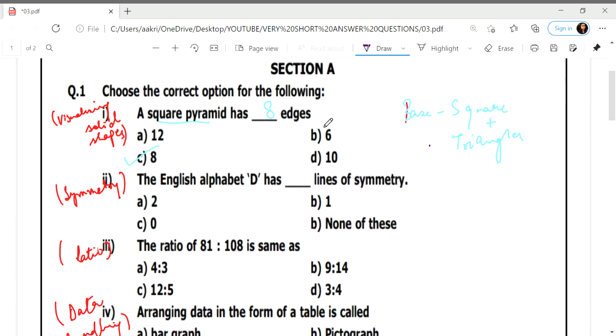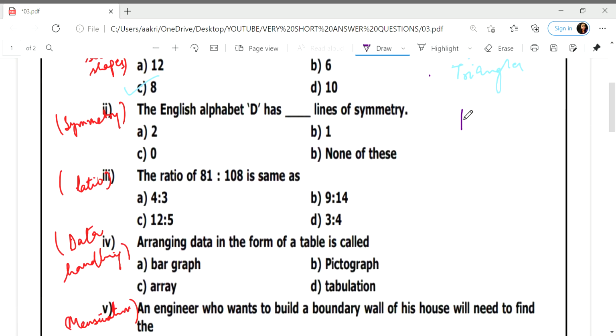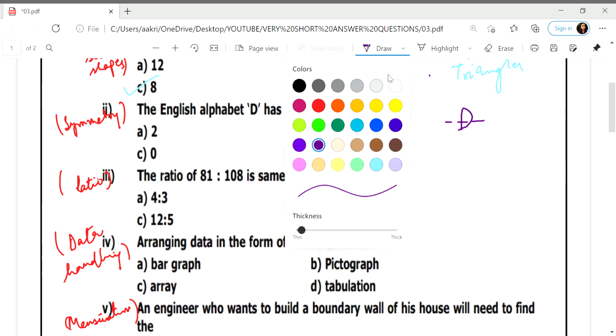So that is, English alphabet D has how many lines of symmetry? So let me draw an alphabet D. So if I cut it like this, I get one line of symmetry, but if I cut it from top to bottom, it's not possible. So D has only one line of symmetry. Right. Let us move forward to the solving based question on the topic ratio.